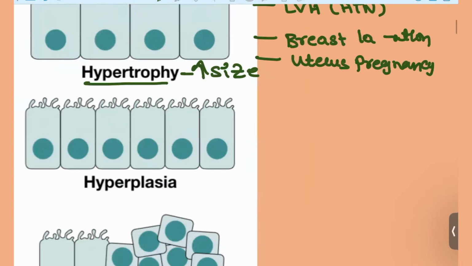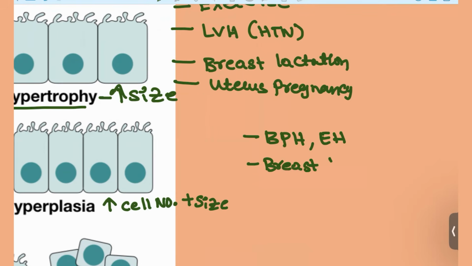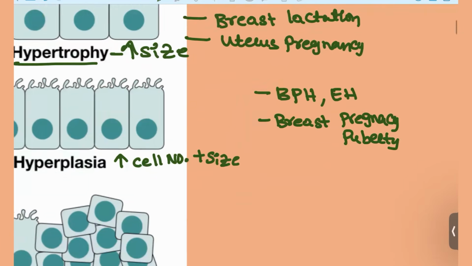Next, coming to hyperplasia. Hyperplasia is different. It is an increase in the cell number, and along with that there will also be an increase in size. Both are seen in hyperplasia. What are the examples? Benign prostatic hyperplasia and endometrial hyperplasia, pathological conditions like that. Next, the breast in pregnancy and also the breast in puberty. These are going to increase in size and also in number.